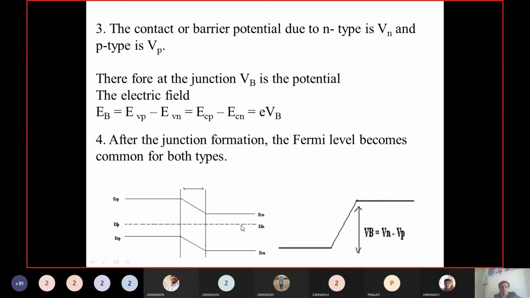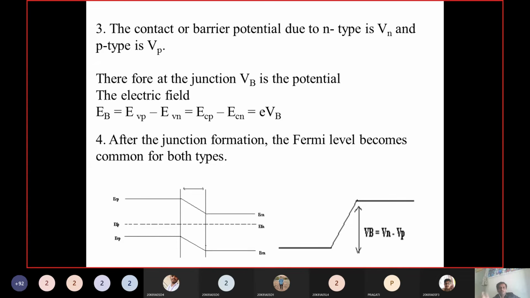This is the equilibrium position, or zero bias condition. Zero bias means without applying any external voltage. Without applying any external voltage, the PN junction will be at equilibrium position. Equilibrium position is nothing but there is no flow of charge carriers inside the PN junction.